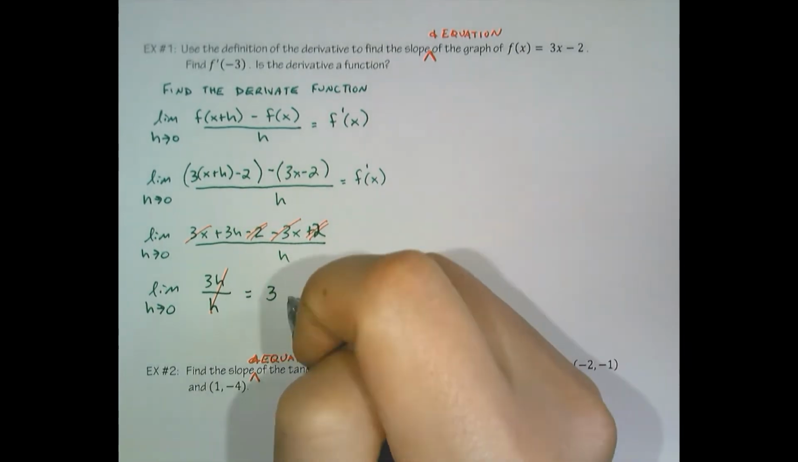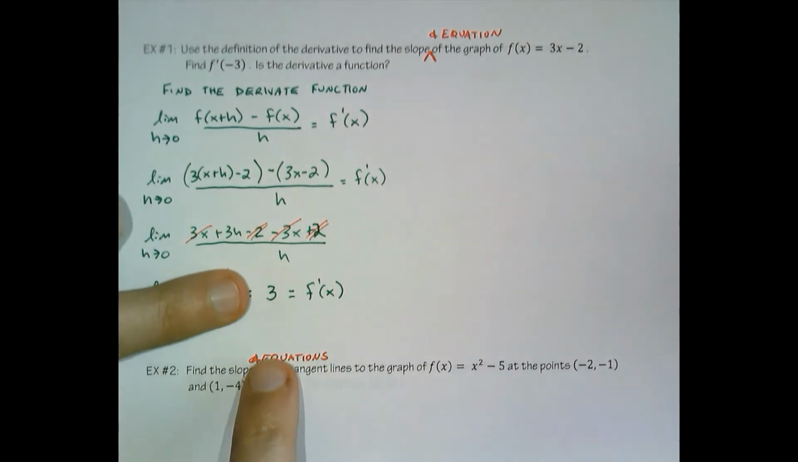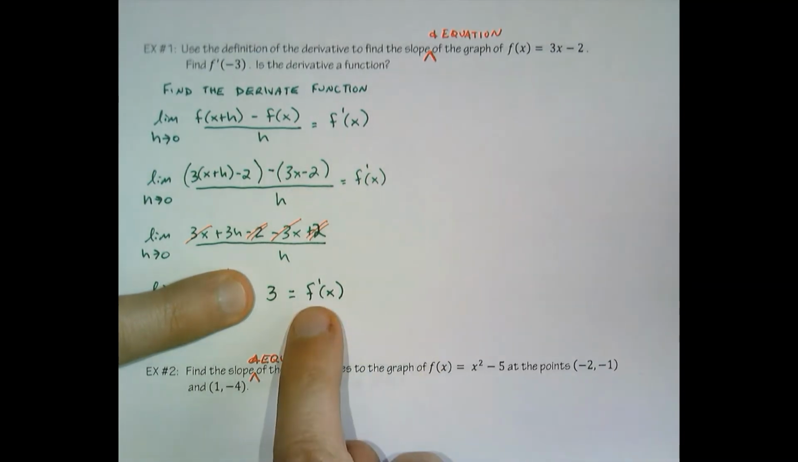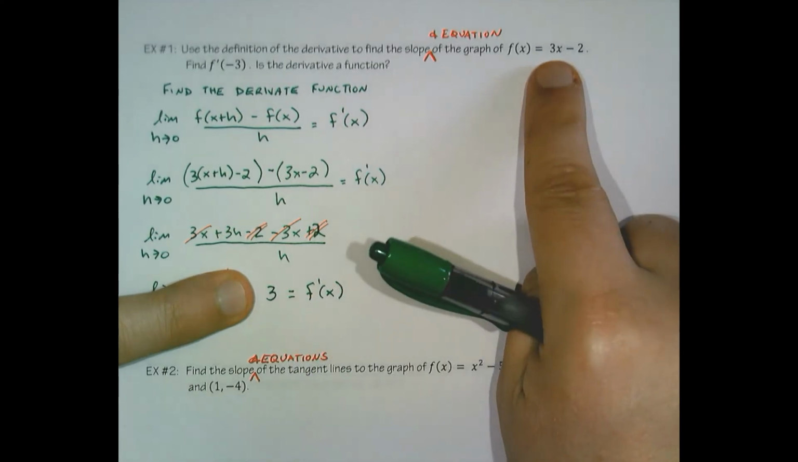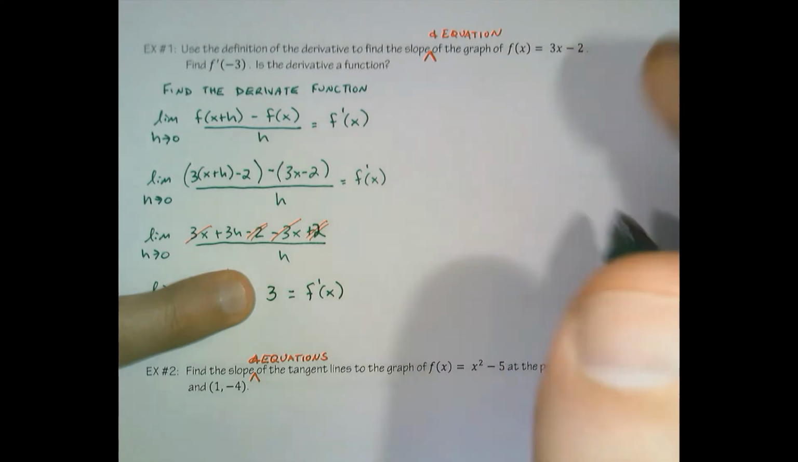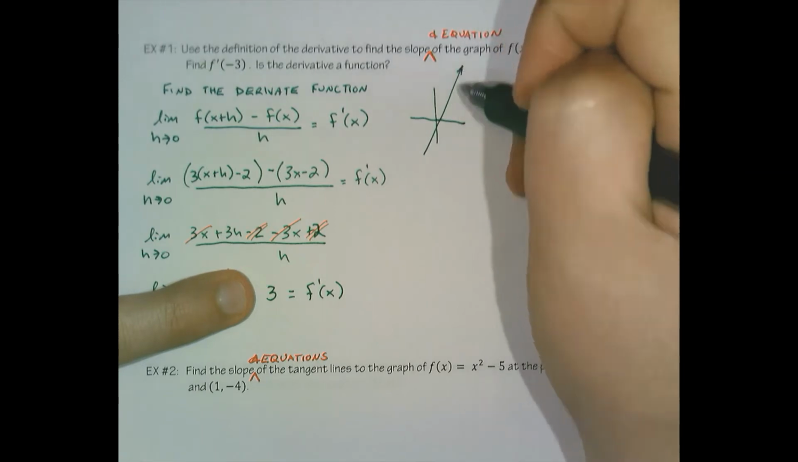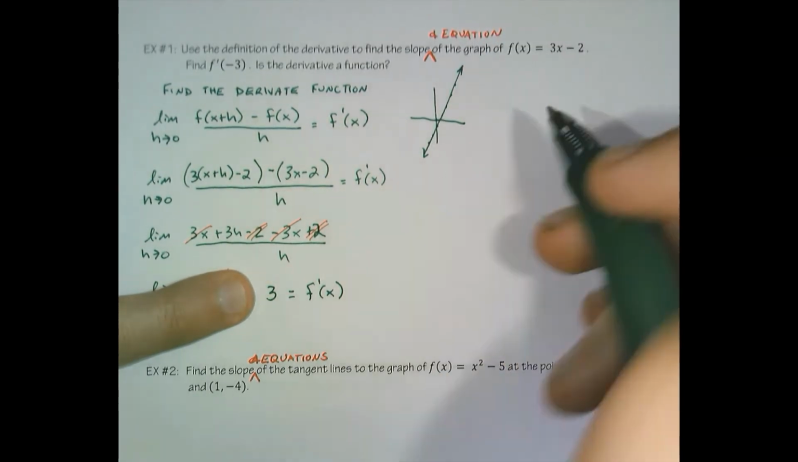Or we could say 3 is equal to f prime of x. This means that anywhere on the function f, the slope of that function will be 3. And that makes sense because we have a line here, a line of slope 3. Everywhere on that line, it doesn't matter where we're at, the slope will always be 3.